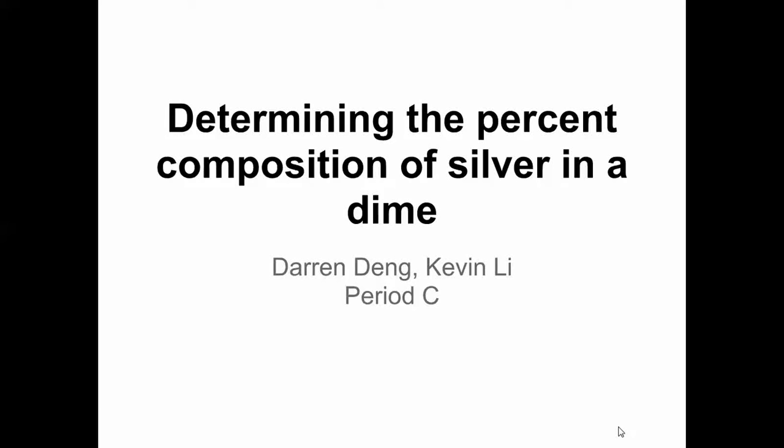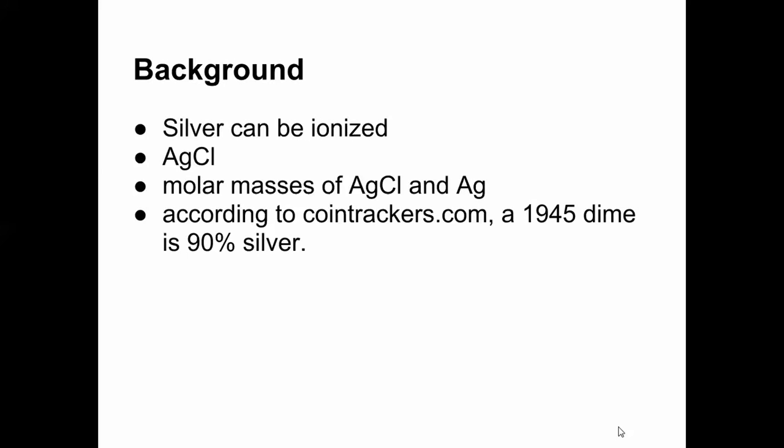This is the formal lab on determining the percent composition of silver in a dime. The experimenters are Darren Deng and Kevin Lee from Period C. Before the lab, some past knowledge is required to be aware of what is happening during the lab.